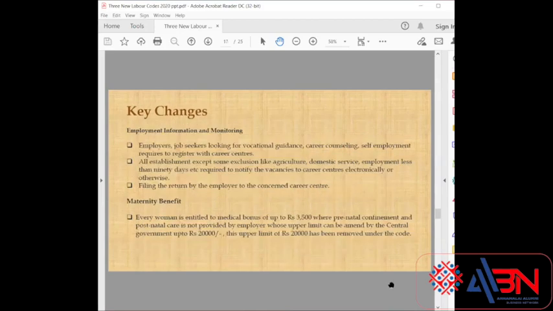Then employment information and monitoring, of course, these are very common ones, and maternity benefits. Earlier there was a provision wherein there was a ceiling, an upper limit. Now that has been amended, so there is no upper limit ceiling for maternity benefits to be provided. Earlier it was 20,000 as per the central government, but now there is no upper limit on the medical bonus or medical amount to be paid to the female employee towards maternity benefits.